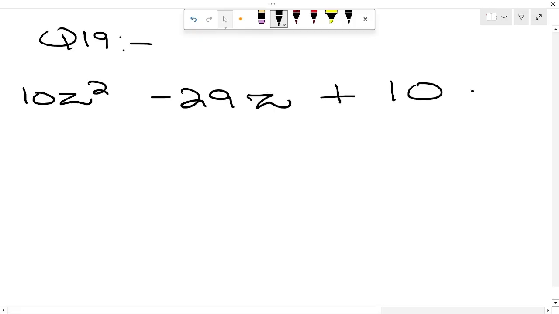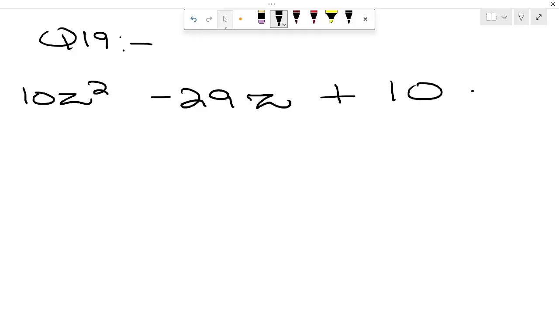So what do we need to do here? It's the same, it's the quadratic equation. You need to find factors of 100 such that when you add them up they bring 29.